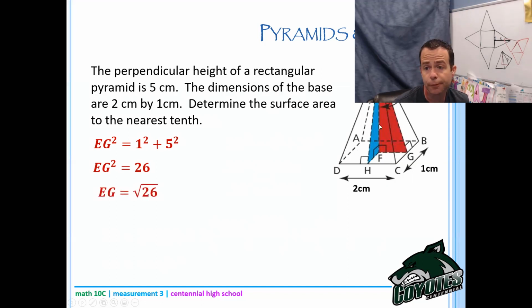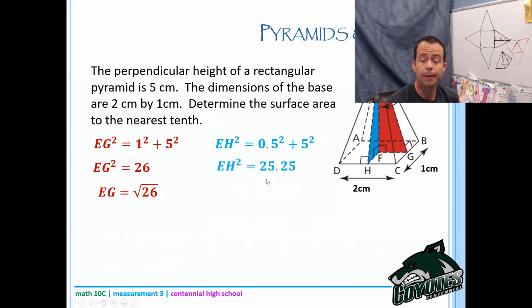Now I'm gonna get the slant height for the blue portion, okay? The height hasn't changed, that's still 5, but now this base right here has to be half of 1, because it has to be half of this side, okay? So that would be 0.5. So I have 0.5 squared plus 5 squared. That's gonna give me 25.25. So I can represent EH as the root of 25.25. Now, you would never say that as a number, right? We don't like to have decimals underneath roots, but this is a number that has absolutely no rounding error right now. So for the middle of the question, it is okay.